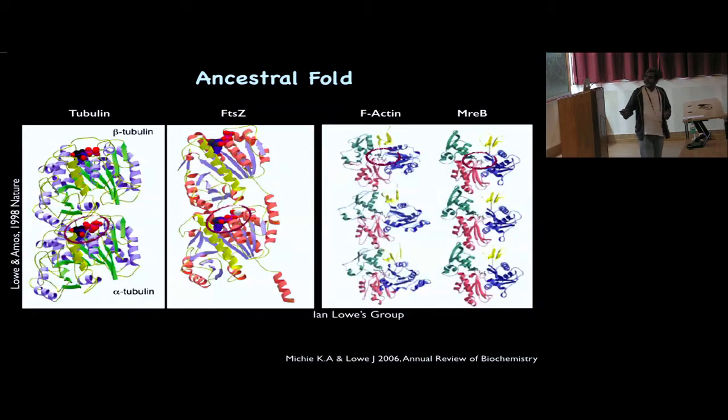And two or three years later, Ian Lowe's group actually saw the structure of MreB, an actin-like homolog. And again, they had the same fold like actin. So here are the four subdomains of actin in the same positions. Of course, the handedness is changed now that we know the MreB structure here. So this is an old slide. Actin and MreB actually have opposite handedness.